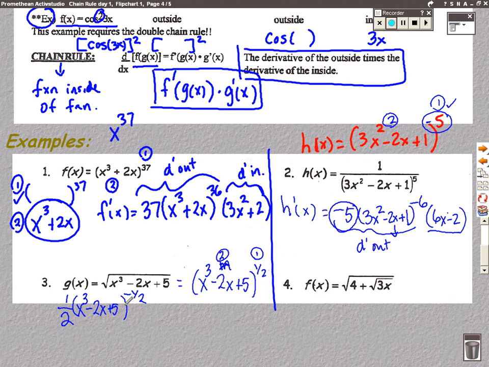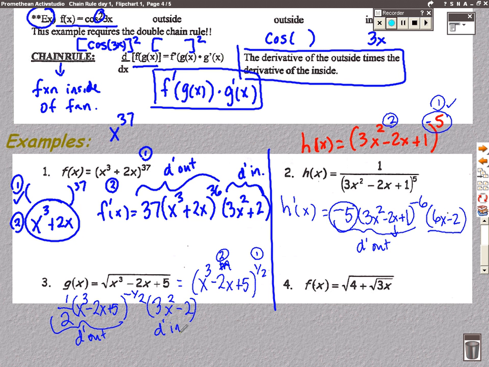That's the derivative of the outside. Okay, derivative out. Now we're going to multiply by the derivative of the inside, which is 3x squared minus 2. That is the derivative of the inside.